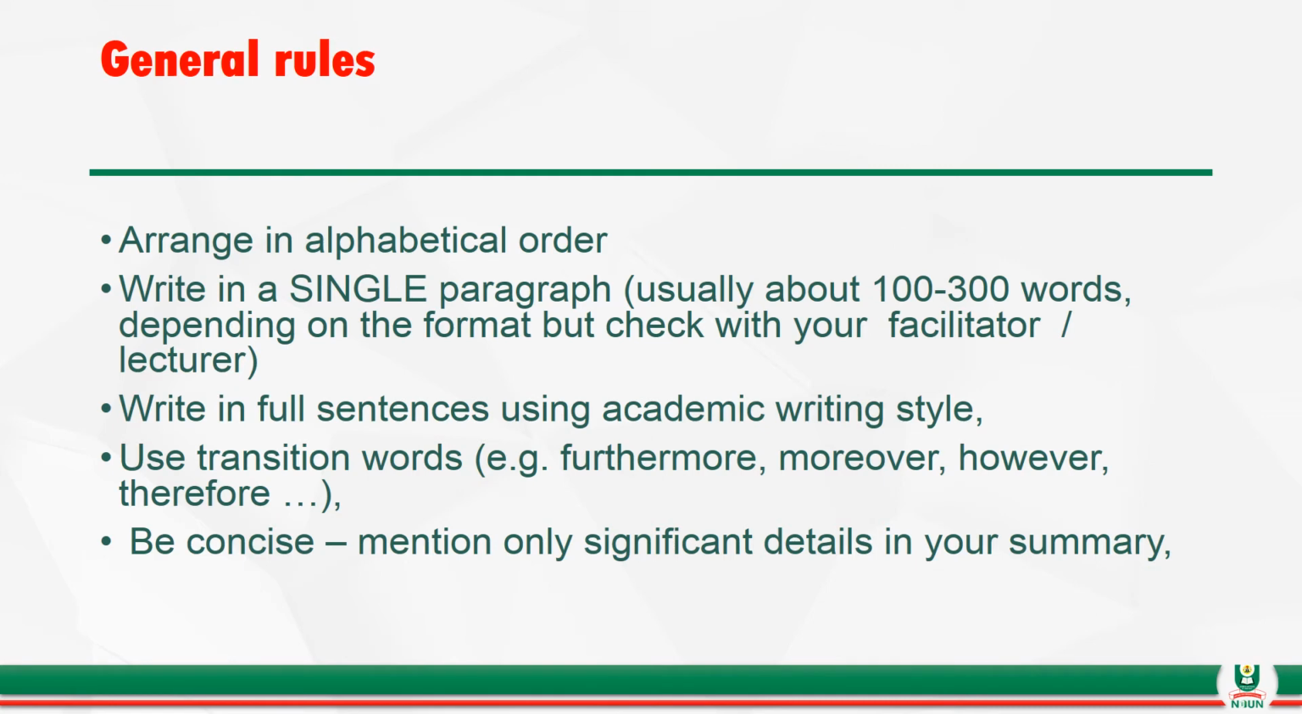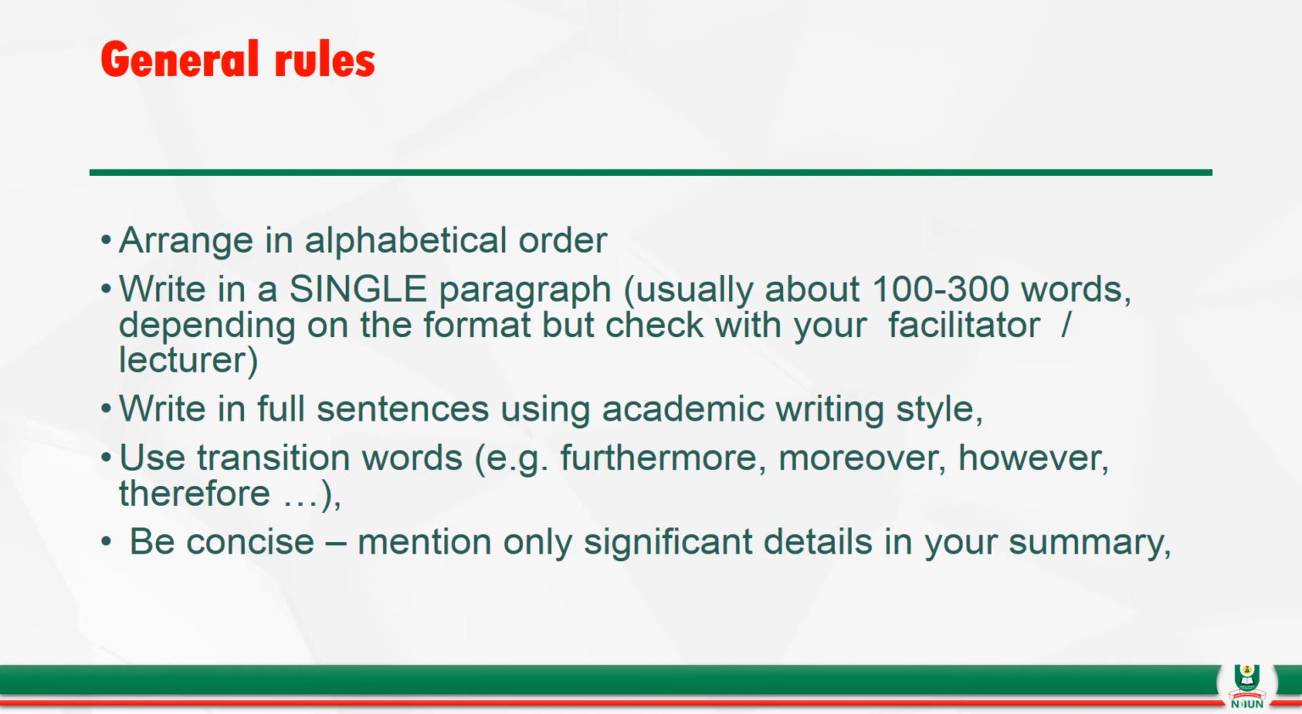One, arrange in alphabetical order. You need to write in a single paragraph, usually about 100 to 300 words, but depending on the format, you need to check with your facilitator or lecturer. You also write in full sentences using academic writing styles. This means that there is no abbreviation. Use transition words, for example: furthermore, moreover, however, therefore.